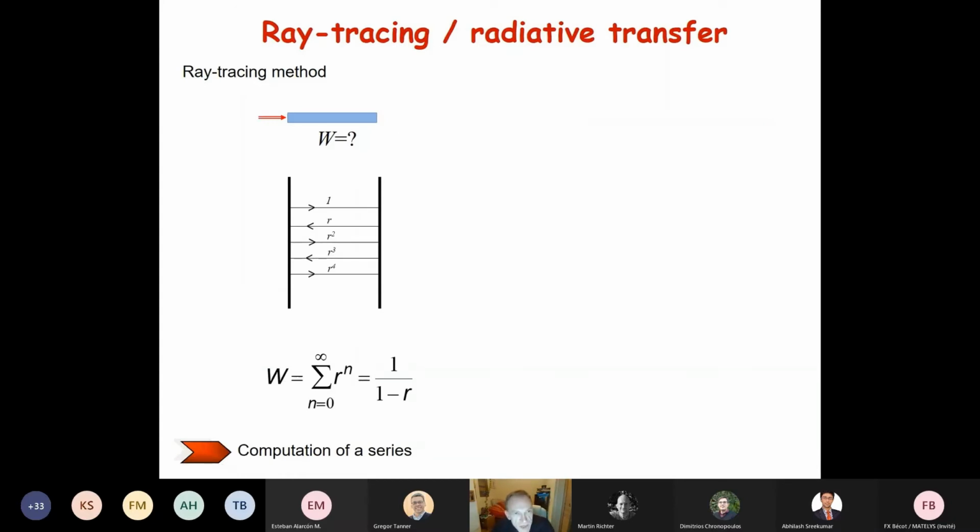Now, let's illustrate the difference between ray tracing and the radiative transfer approach. On the left, we have a ray which is reflected between two boundaries. The first ray has a power, say 1. After 1 reflection, the power is R. After 2 reflections, R square. And after 3 reflections, R to the power 3, and so on. So when we want to calculate the energy inside the system, we have to calculate the sum of this series, and we get, of course, 1 over 1 minus R.